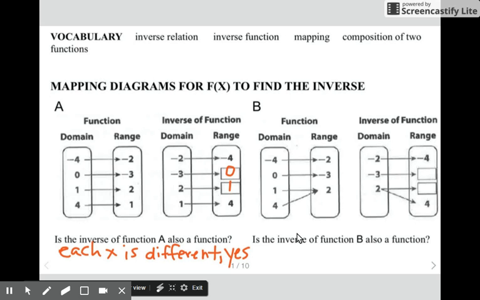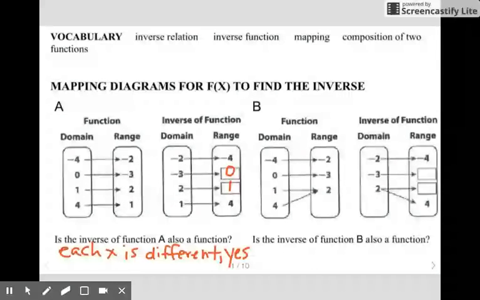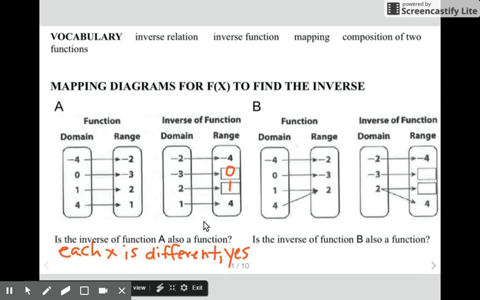Now looking right here at your domain and range, your question is: is the inverse of a function also a function? If you remember your vertical line test, the vertical line has to go through the function once and only once. If you're looking at the inverse as a function, it should pass the vertical line or pencil test once and only once, meaning that your x's are all different. So are these x's all different? Well, yes, they are. So yes, it's a function.